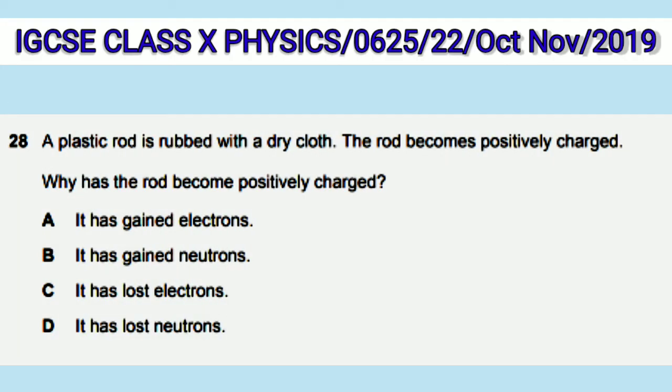28th question. A plastic rod is rubbed with a dry cloth. The rod becomes positively charged. Why has the rod become positively charged? It has gained electrons, it has gained neutrons, it has lost electrons, it has lost neutrons. On rubbing the plastic rod with a dry cloth, it will lose electrons and become positively charged. So the correct answer here is option C, it has lost electrons.